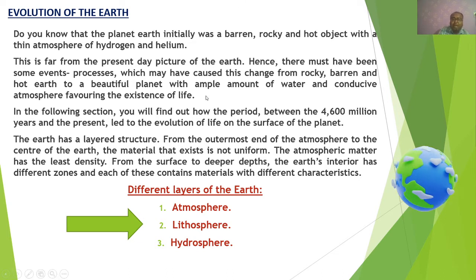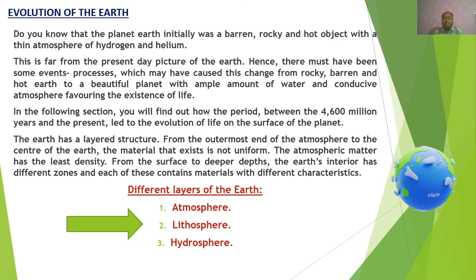Do you know that the planet Earth initially was a barren, rocky, and hot object with a thin atmosphere of hydrogen and helium? This is far from the present day picture of the Earth. Hence, there must have been some event or process. At the initial stage, it was just a lump of gaseous structure. But if you compare it with present day Earth, how has it changed from a rocky, barren, and hot Earth to a beautiful planet with an ample amount of water and a conducive atmosphere favoring the existence of life? In the following section, we will find out how the period between 4,600 million years ago and the present led to the evolution of life on the surface of the planet.